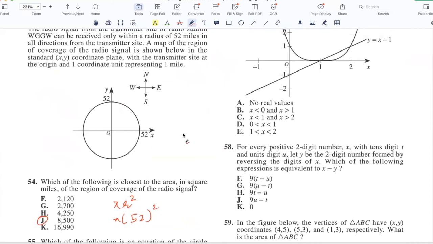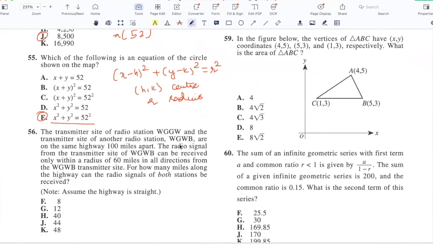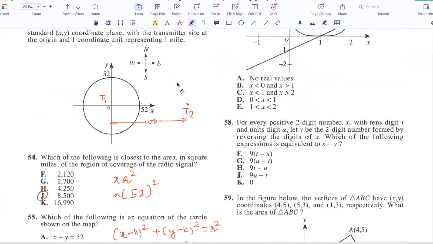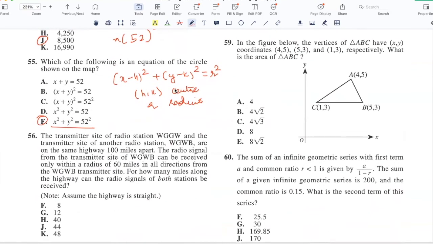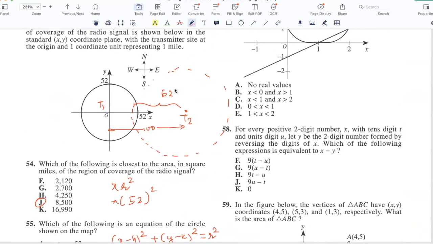So let's say the other one is here. Let's say that is transmitter 2 and this is transmitter 1, and the distance between them is 100, right? And this goes to 62, right? So this comes somewhere here like this, and this goes to a distance of 62. Okay, so both of them are receiving. So then we can just say 52, wait, this is 52.